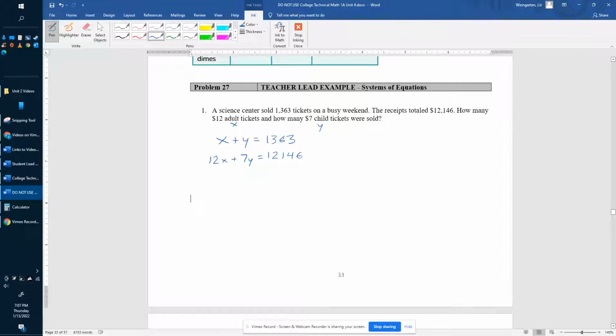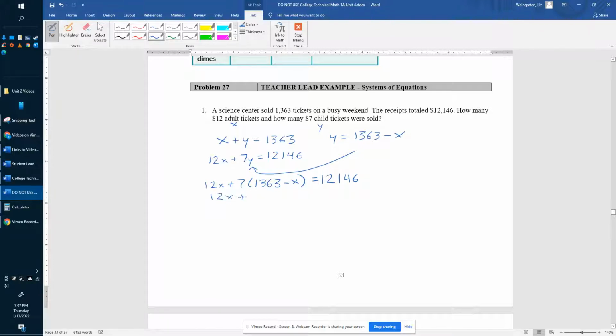So we have to figure out how we can solve this system. I think the best answer is with substitution. I'd hate to multiply this number by a -7 and try to figure that out. So let's substitute. Let's solve for y. Y equals 1,363 minus x. So we'll substitute that in for this y. Get 12x plus 7 times 1,363 minus x equals 12,146.